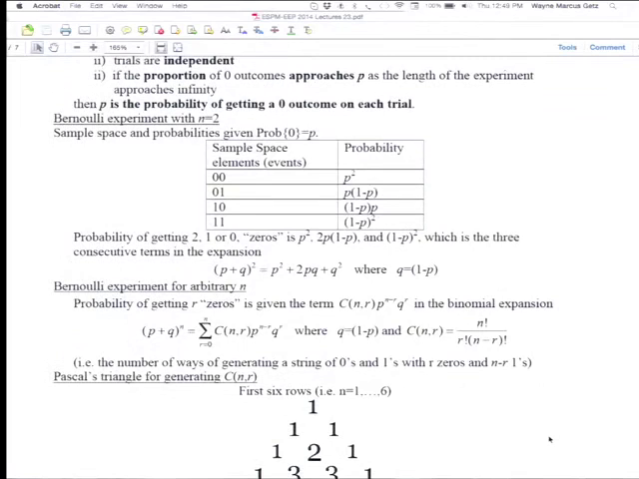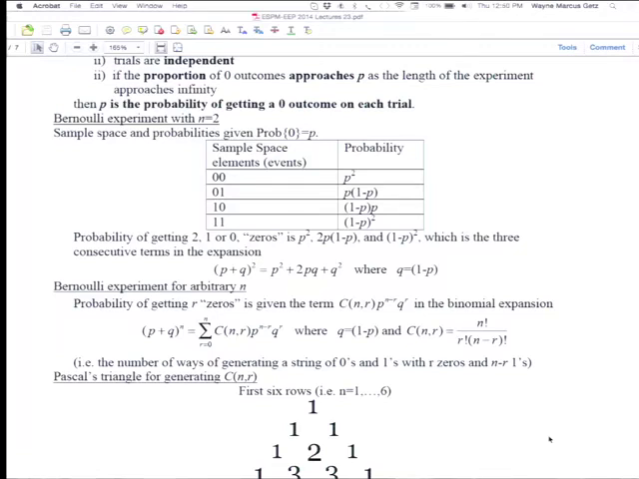So the binomial expansion says that I've got a probability p of getting 0, and a probability of q equal to 1 minus p of getting a 1. And then if I expand this out, you get this binomial expansion. Now, if you have a Bernoulli experiment with n flips of the coin, then it's the same as taking this expansion to the power n.